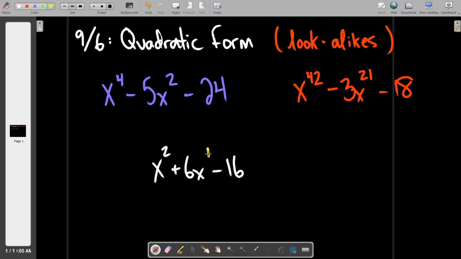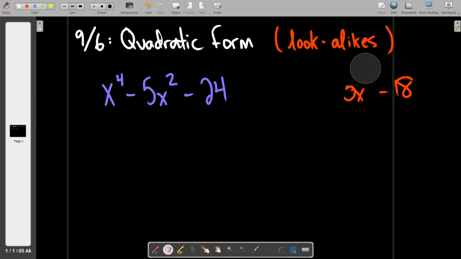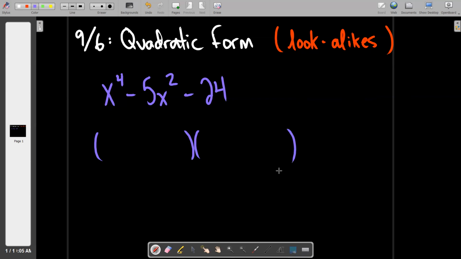So the question becomes, well, how in the world am I supposed to factor this? Well, it's actually remarkably simple. And that statement is, of course, predicated on the assumption that you know how to factor quadratics. So if you think about, okay, how am I going to factor this down? Well, I'm going to just follow what I know about quadratics, and I'm going to build two shells.